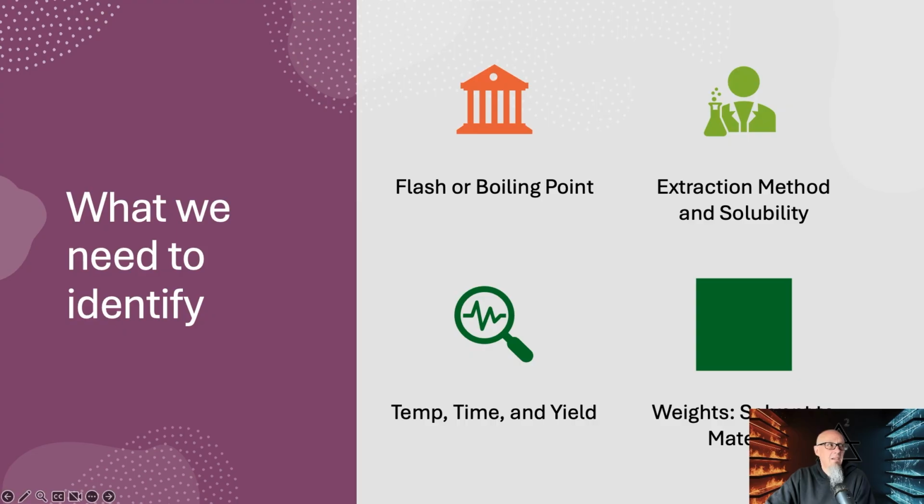So what we need to identify here are the flash point and boiling point. So we need to know if it is flammable, what does that flash point look like? We do not want fire. What is our boiling point? That way we can figure out if the solvent that we're looking at is actually going to work. The extraction method and solubility in different types of solvent, the temperature, the time, and the yield that we should expect, the weights of solvent to material. Those are the things that we need to figure out to make any of this. All right.